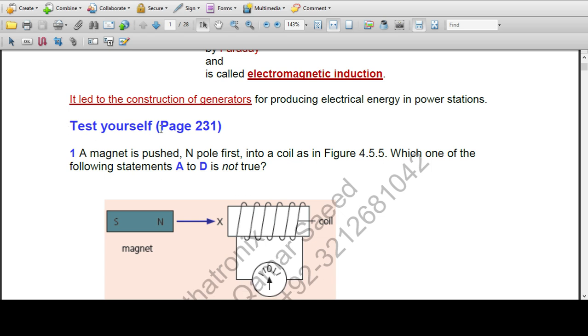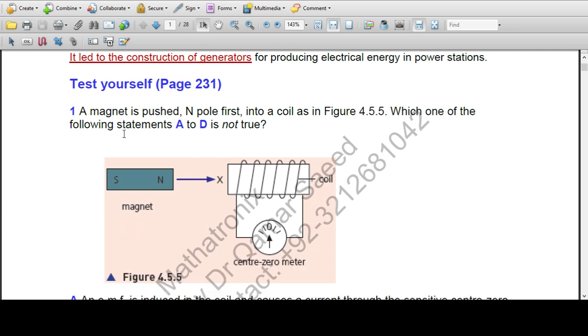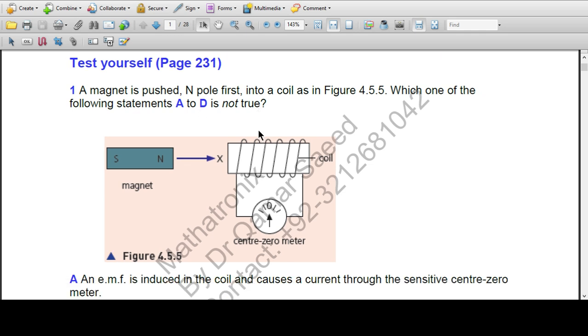Now test yourself, page 231. A magnet is pushed. This is a magnet. N pole first. This N pole is entering first into a coil, as in figure 4.55. Which one of the following statements A to D is not true?